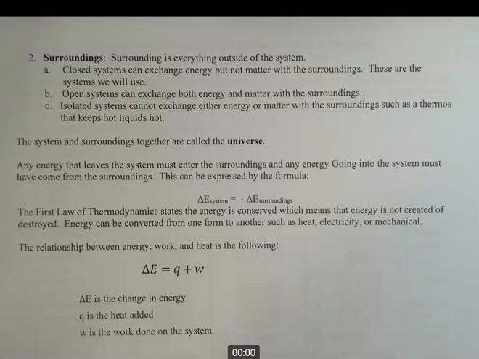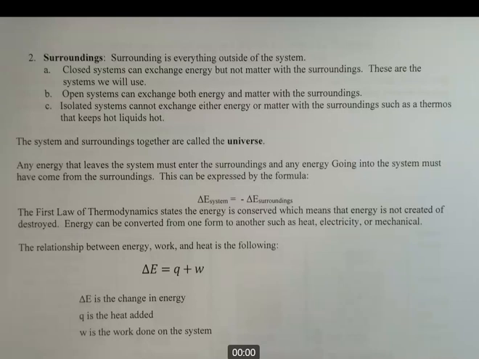Isolated systems are basically sealed in a container, an insulated container, and they cannot exchange either energy or matter with the surroundings, such as a thermos. When you put hot coffee or something in a thermos, it keeps the liquid hot. Neither the liquid nor the heat from the liquid can come outside of the thermos.